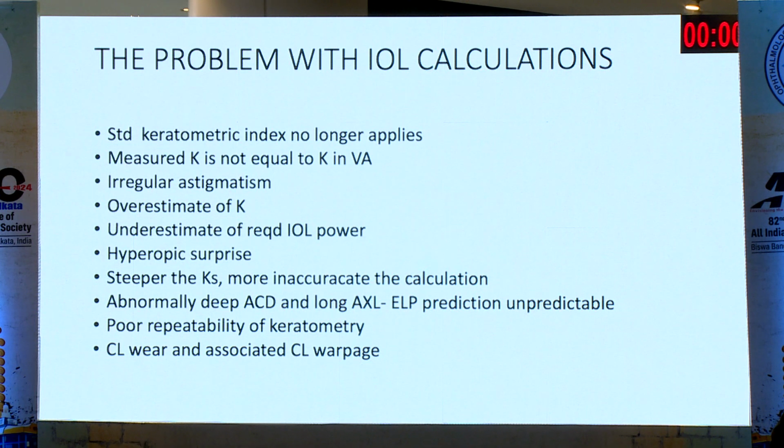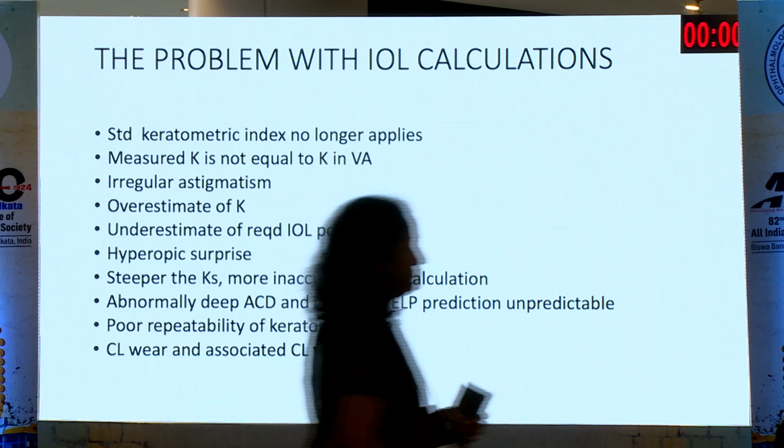Now, what is the problem with IOL power calculations? The normal biometric assumptions do not apply in patients who have keratoconus, because the relationship of the anterior and the posterior corneal surface is lost. You have an abnormally deep anterior chamber and a long axial length. So as it is, the intraocular lens power calculation is erring on the side of hyperopia. So you aim for myopia so that the patient ends up emmetropic postoperatively.